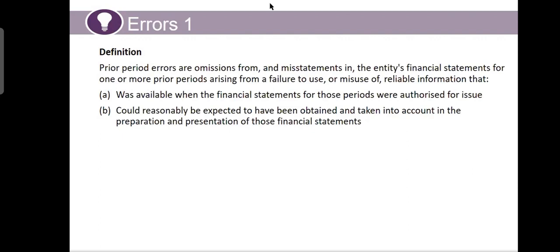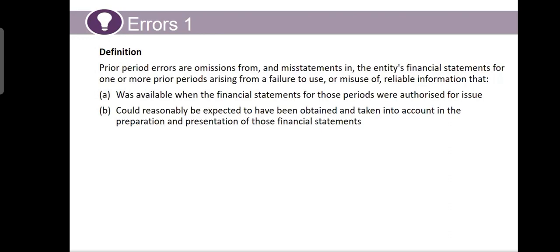Then you have errors. So three things we discussed: accounting policies, estimates, and errors. Prior period errors are omissions from and misstatements in the entity's financial statements for one or more prior periods arising from a failure to use, or misuse of, reliable information that was available when the financial statements were authorized for issue, and that could reasonably be expected to have been obtained and taken into account in their preparation.